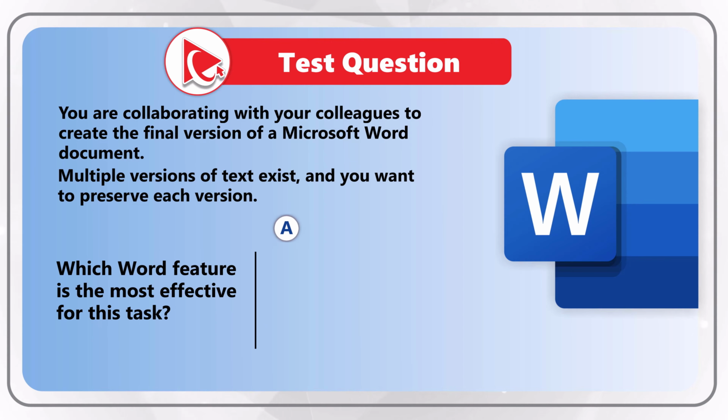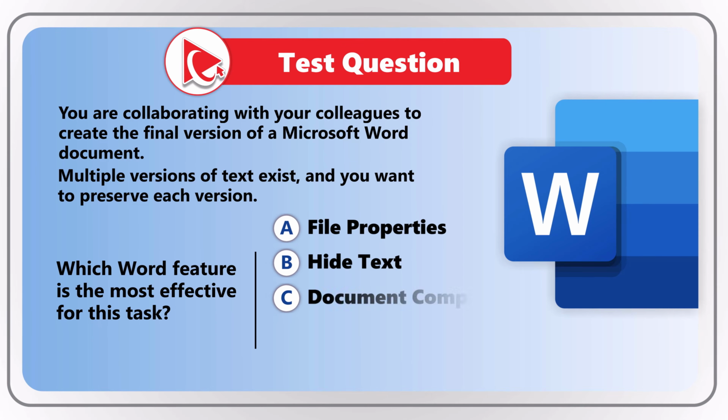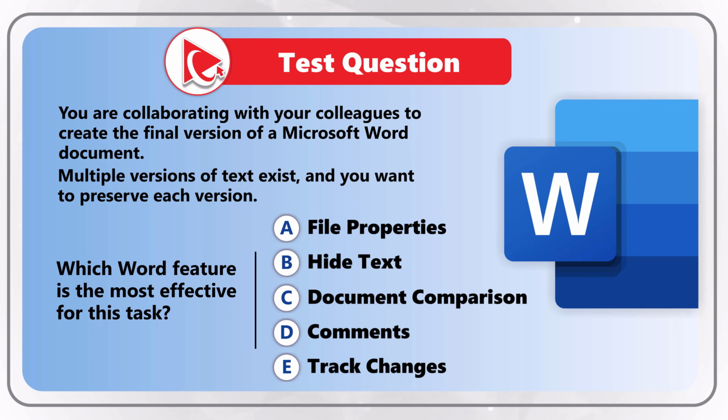Choice A, File Properties. Choice B, Hide Text. Choice C, Document Comparison. Choice D, Comments. And last but not least, Choice E, Track Changes. Take a close look to see if you can answer this question.